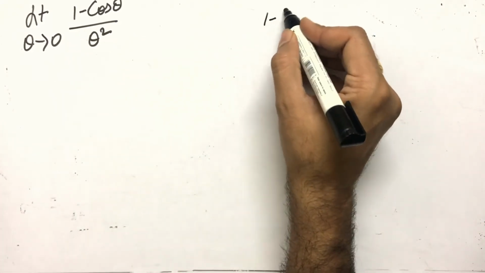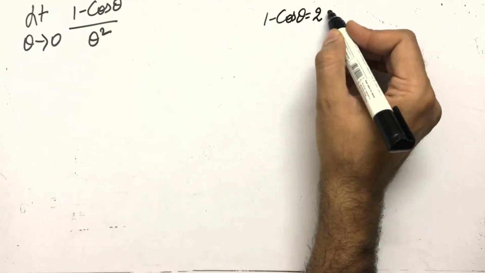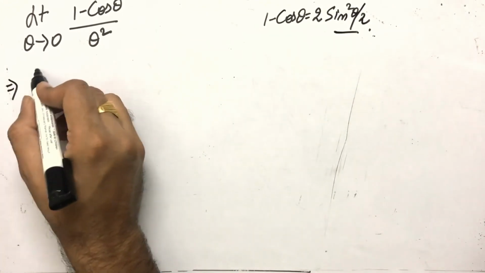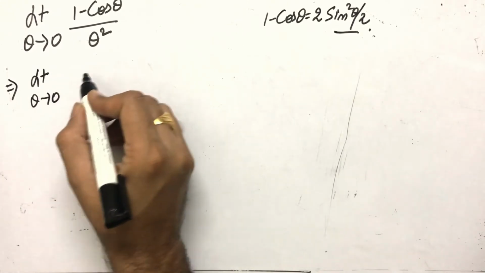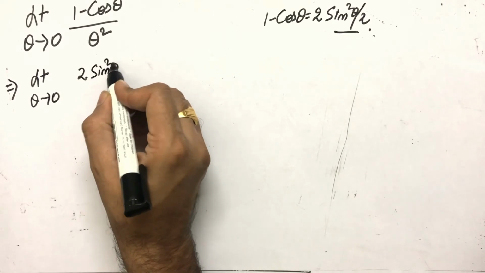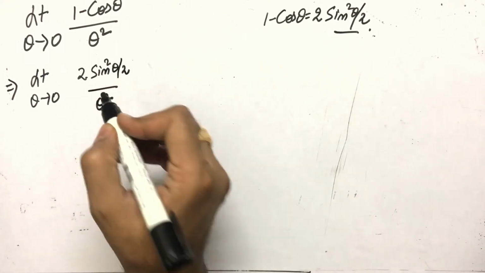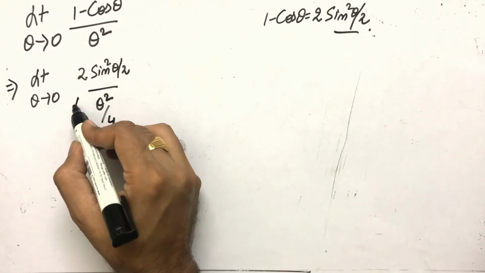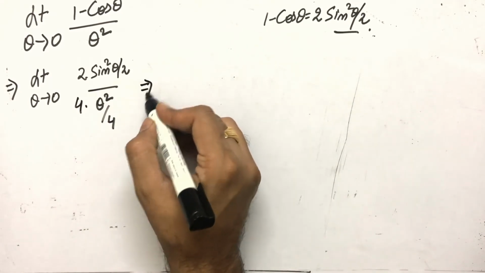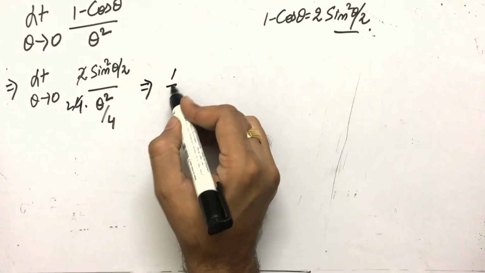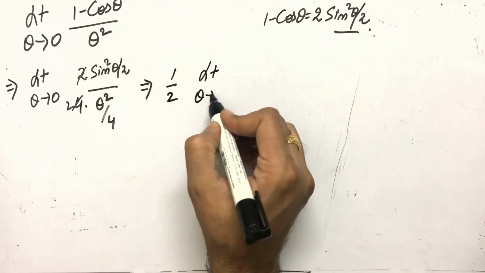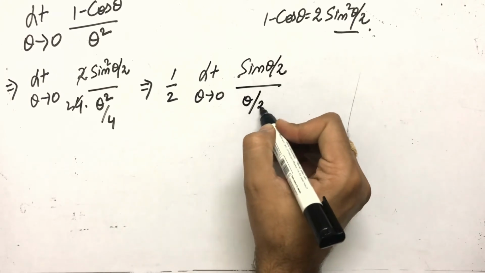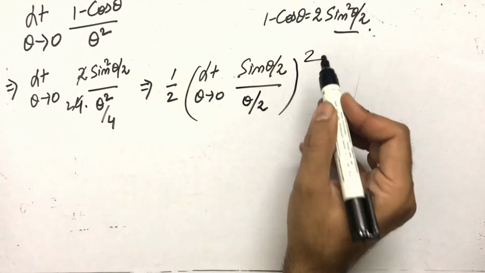We all know that 1 minus cos theta is equal to 2 sine square theta by 2. So using that formula here, this becomes limit theta tends to 0, 2 sine square theta by 2 upon theta square. So can we make this theta by 2? Yes, we divide it by 4 and multiply it by 4. So it becomes, 2 cancels with this 4, 1 by 2 is outside the limit. Limit theta tends to 0 sine theta by 2 upon theta by 2 whole square. I hope you got this step.